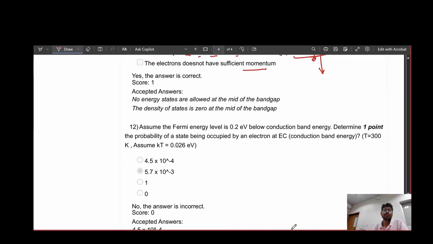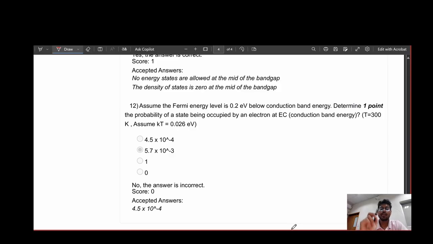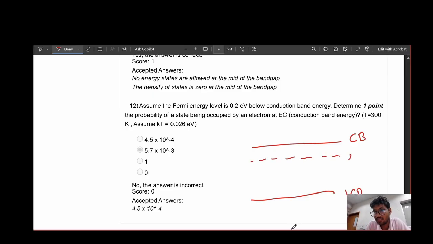Now, question number 12. Assume the Fermi energy level is 0.2 below the conduction band. Determine the probability of a state being occupied. This is the conduction band, this is the valence band, and this is the Fermi energy EF, and the distance between these two is 0.2 electron volts. So determine the probability, it is asking f of E.